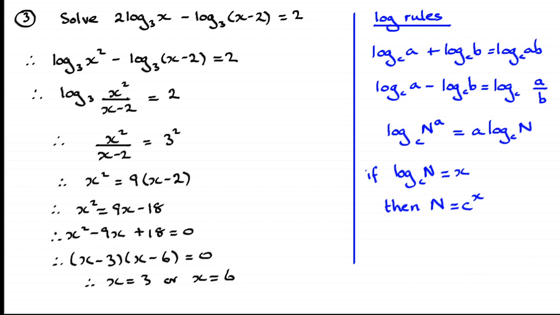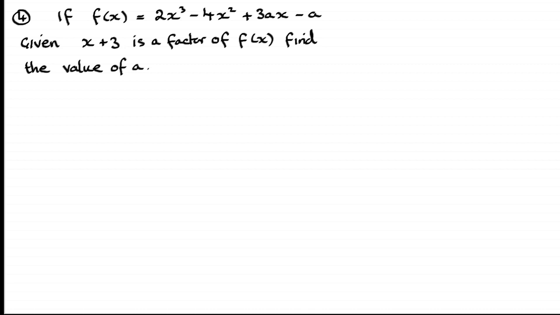Okay, moving on. Right, time's getting on. Question 4 now. We've got this one on the factor theorem. So I'm trying to step up the levels on the pure side, okay, for you. So we've got the factor theorem. If f of x is equal to 2x cubed minus 4x squared plus 3ax minus a, given that x plus 3 is a factor of f of x, find the value of a. So see how you get on with that one. All right. That should be a very short one, I feel, for you.